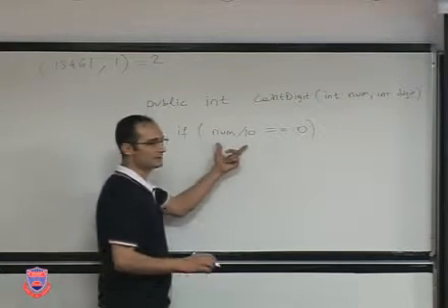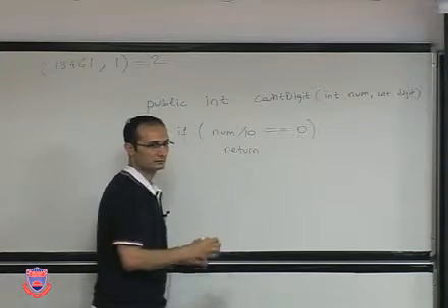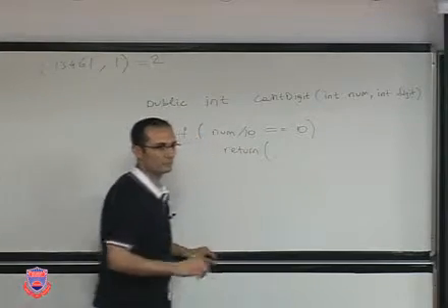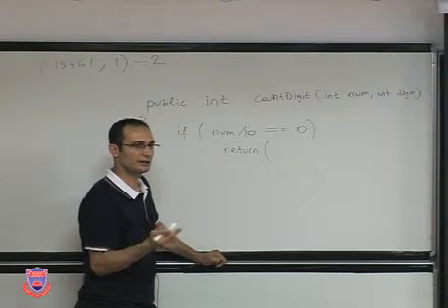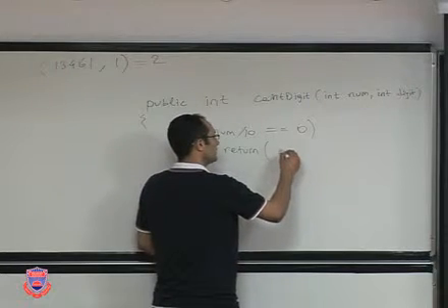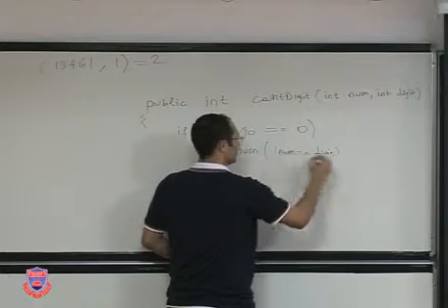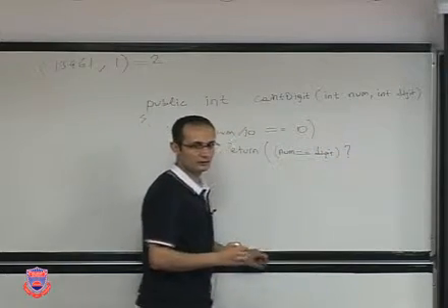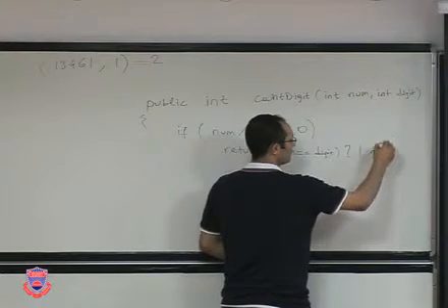If this is the case, then what am I going to return? I will return 1 if it is equal to the digit. Otherwise, I will return 0. So I can say return number equals digit. If they are equal, I will return 1. Otherwise, I will return 0.